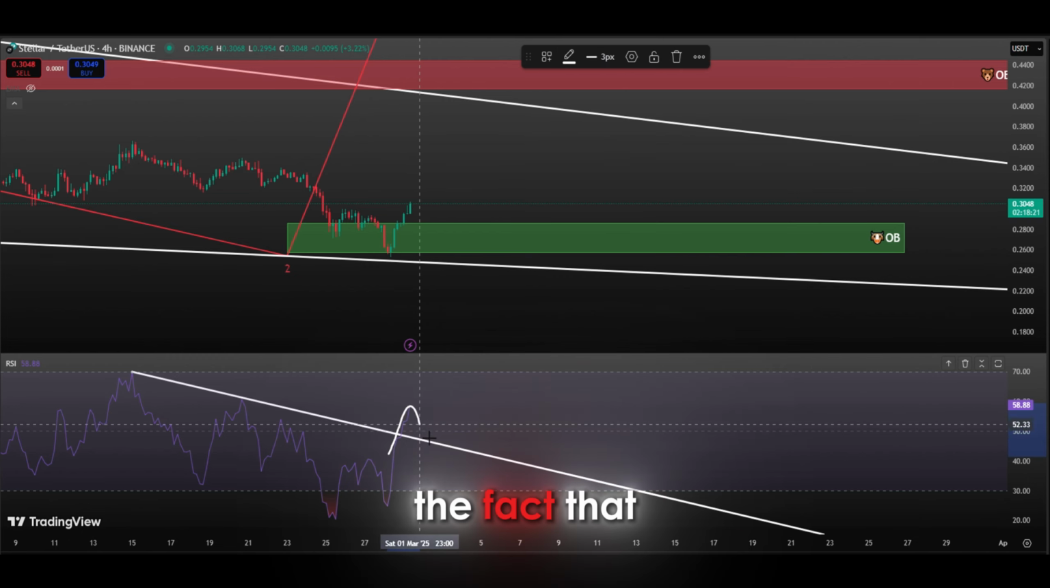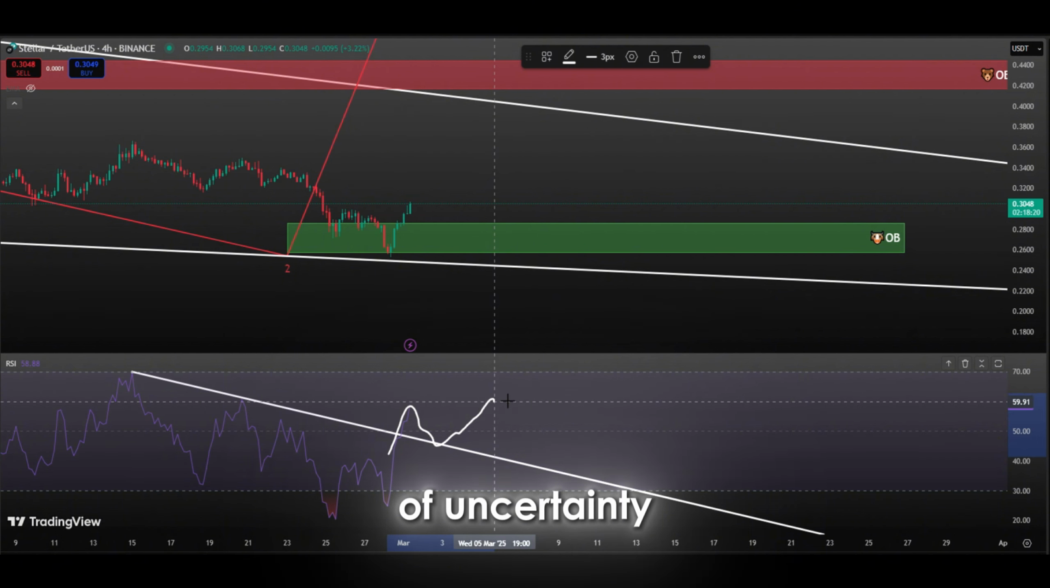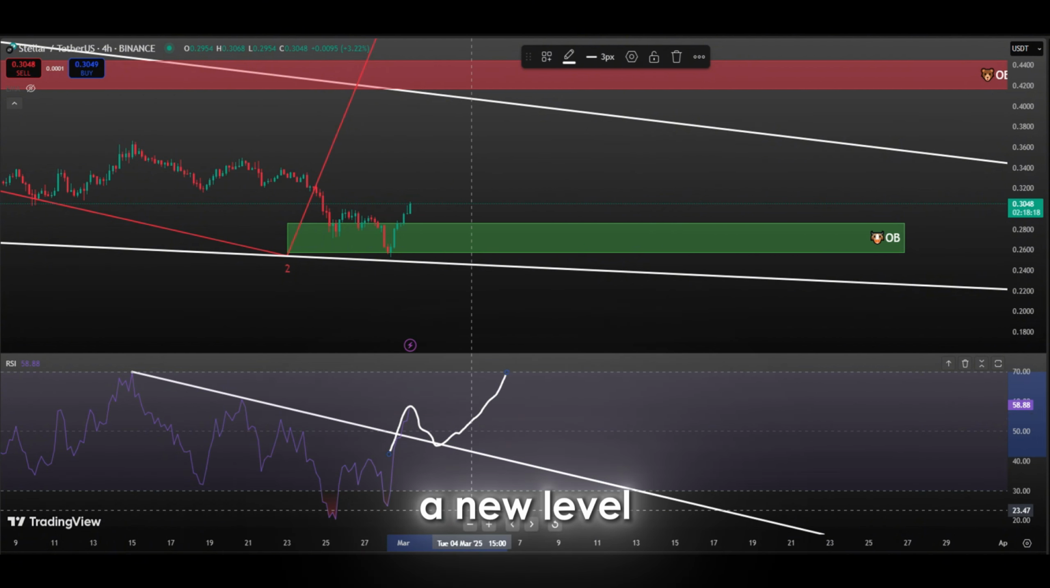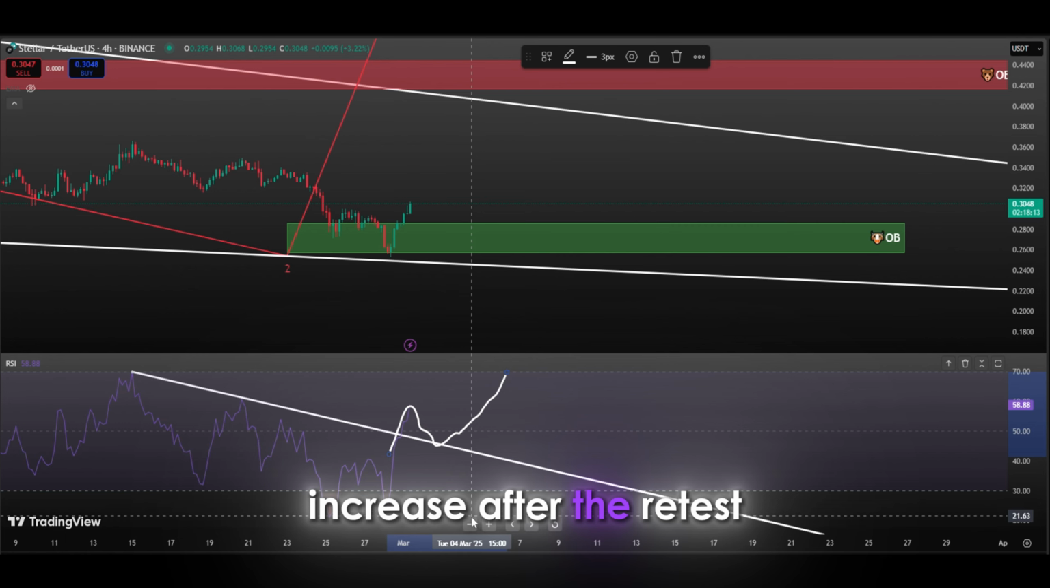However, the fact that there was no retest after the breakout can also introduce a certain level of uncertainty. That is, even if prices break the trend line and move towards a new level, the reliability could be questioned as there is no test to see if the move will be sustained. After the retest, the RSI may increase so that the price will increase after the retest along with the RSI.